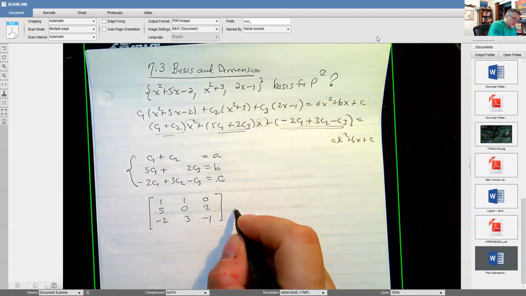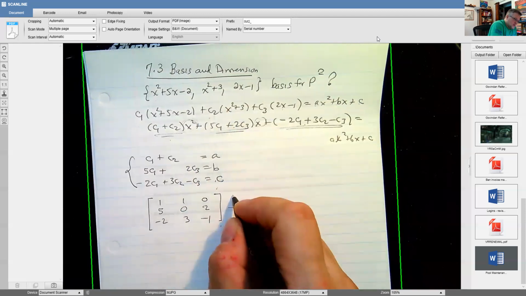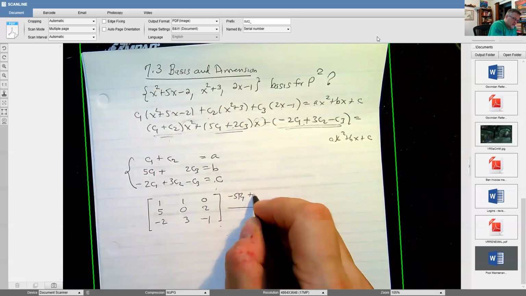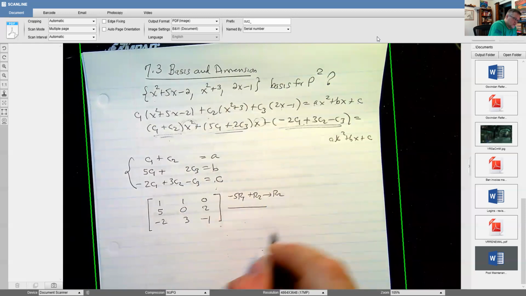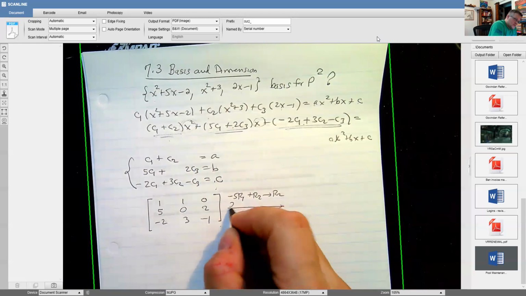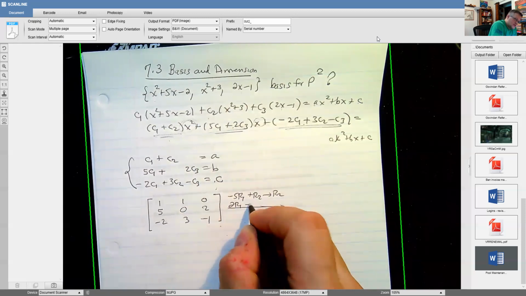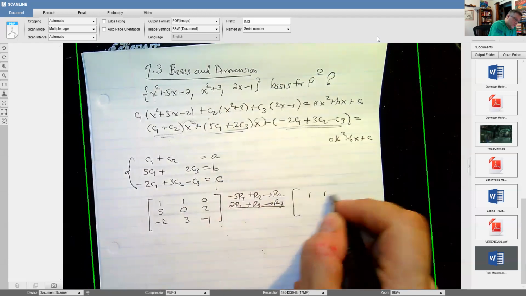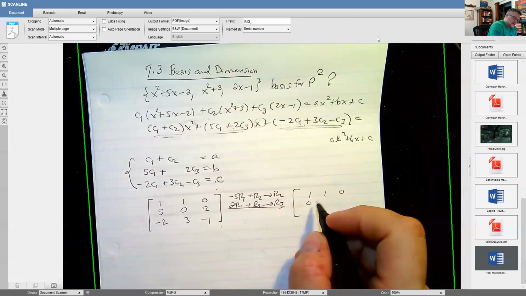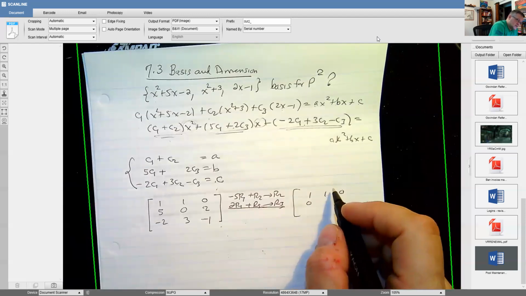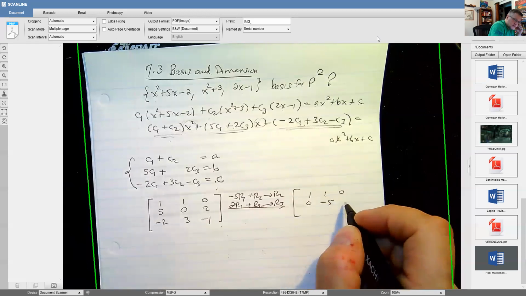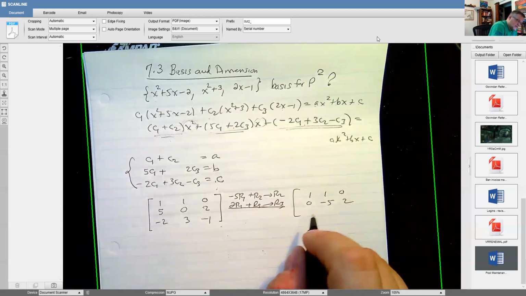So if I do that, I'm going to multiply like we normally would. I'm going to multiply R1 by -5, add it to row 2 and put that into row 2. And then I'm going to multiply R1 by 2, add it to row 3, and put that into row 3. All right. And what that does is it gives me the following. The first row stays the same. Second one is that guy.